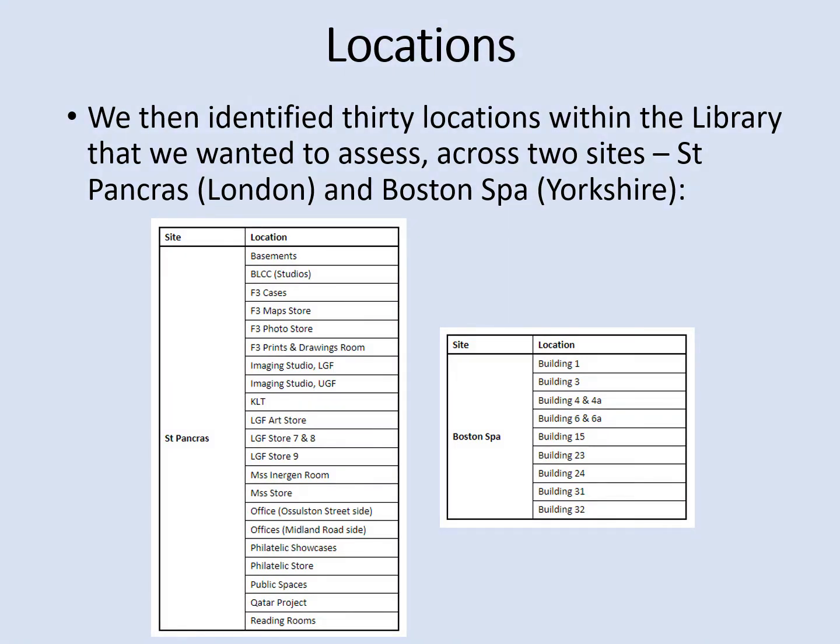We also had to decide how we were going to apply this across the library sites and buildings. The British Library is based across two sites, one at St Pancras in London and one at Boston Spa in Yorkshire, and we ended up subdividing these two sites into a variety of buildings and areas, giving us 30 possible locations as indicated in the tables below.